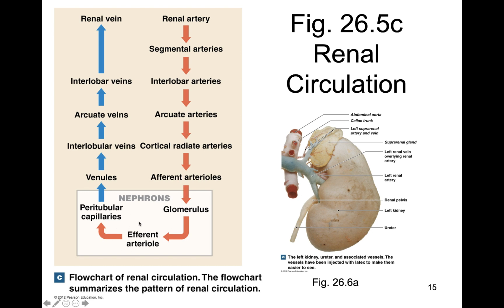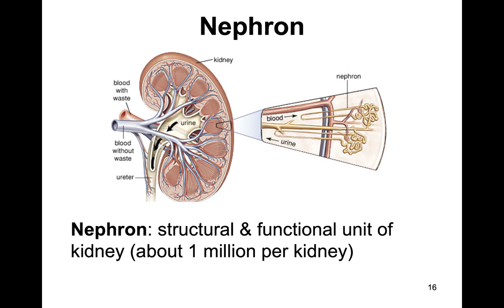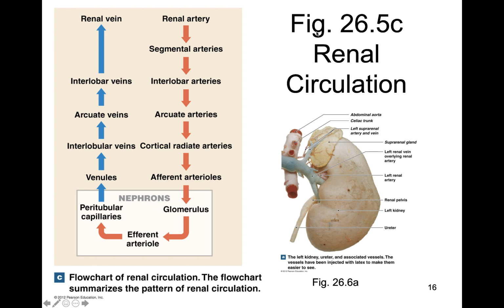enter the nephron. So nephron, I said, is the functional unit of the kidney. So nephron, the structure and the functional unit of the kidney, and there are about 1 million per kidney. So when we say that your kidneys are filtering the blood, it's really the nephron that's doing that. So there are 1 million per kidney, and they're going to filter the blood. So let's go back. So we went through the artery, and then we got to the nephron.